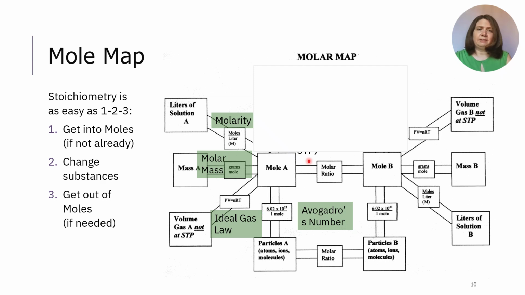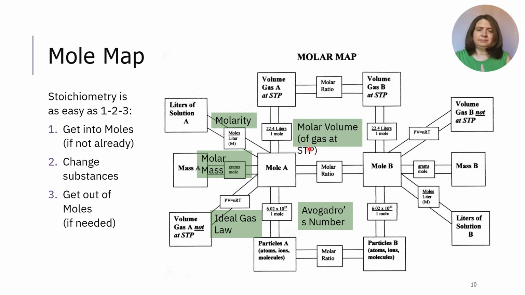Finally, if a gas is at STP, we can use the molar volume of a gas, which tells us that 1 mole of any gas occupies 22.4 liters at STP. Likewise, the coefficients in a balanced chemical equation can relate volumes of gases directly, provided that all of the gases are measured at the same temperature and pressure.